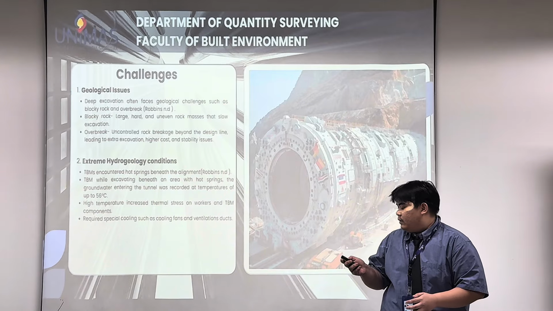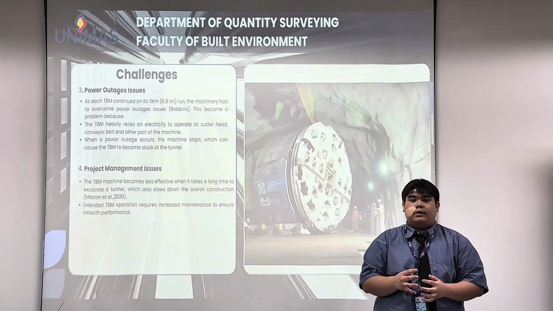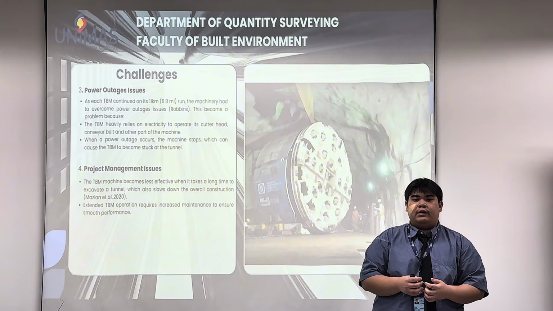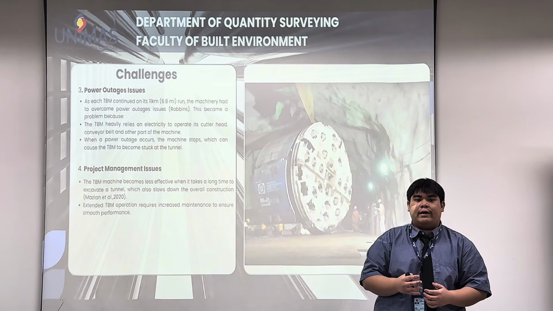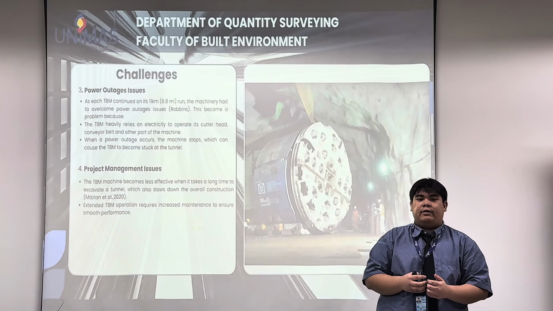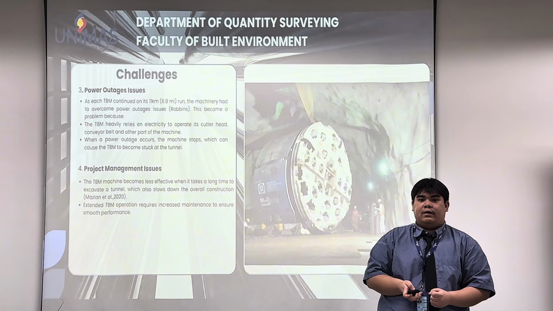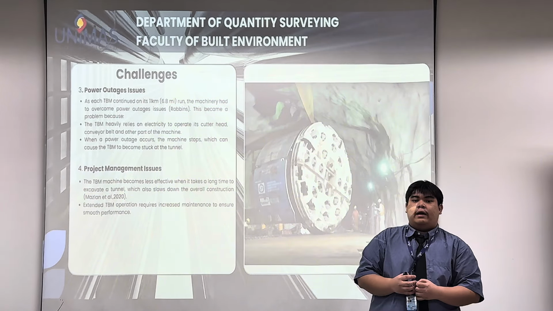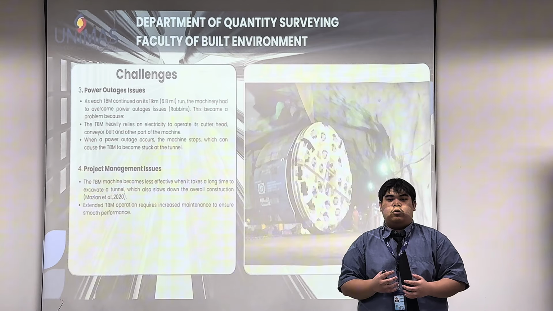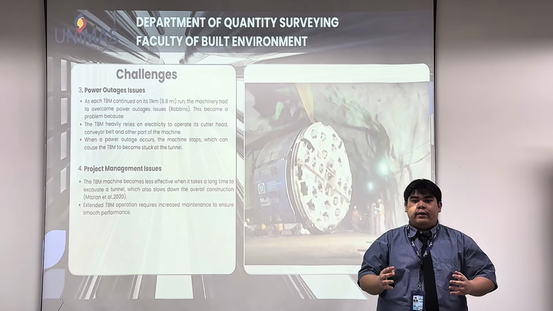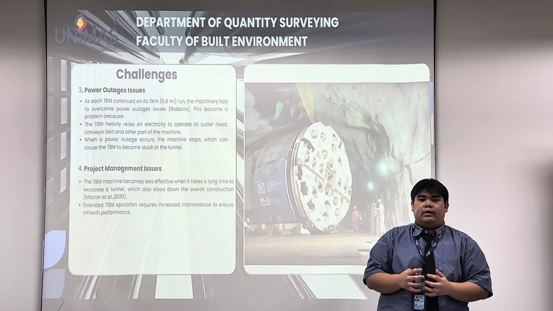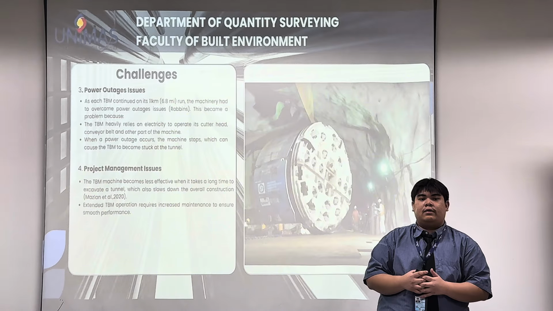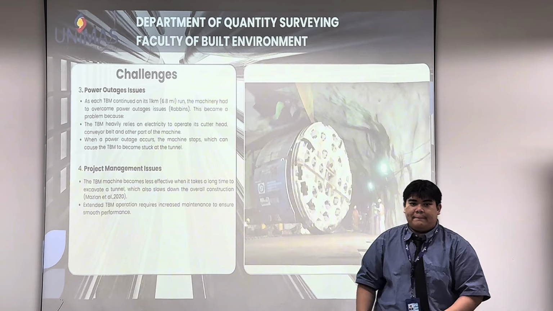The third challenge is power outages. As each TBM continued on its 11-kilometer run, the machinery had to overcome power outage issues. This became a problem because the TBM heavily relies on electricity to operate the cutter head, conveyor belt, and other parts of the machine. When a power outage occurs, the machine stops, which can cause the TBM to become stuck in the tunnel. So I will pass to the next presenter.